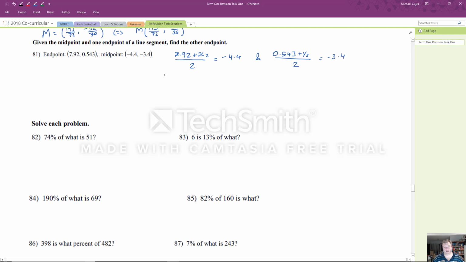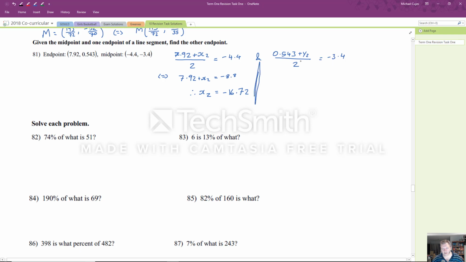Now it's just a little bit of rearranging equations and a little bit of mental maths, which is good for all of you. So I'm going to multiply by 2 first. So I've got 7.92 plus x2 equals negative 8.8. I've got to subtract the 7.92. So x2 is going to be negative 8 minus another 7, negative 15.92 minus 0.8, negative 16.72.